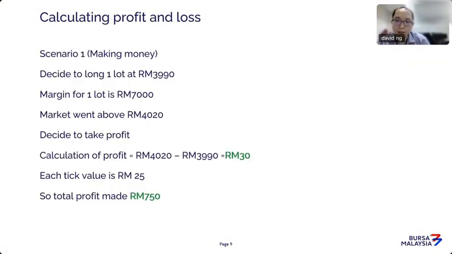So just to give a scenario on how to calculate the profit and loss. In this scenario, you saw a breakout from a very long channel market, so it's a good opportunity for you to go long. Imagine that you long a contract at 3,990. The margin for one lot is 7,000. Keep in mind, margins are adjustable on a quite regular basis. Normally, you do have to check with the brokers. The brokers will inform you accordingly once there's a change in your margins.